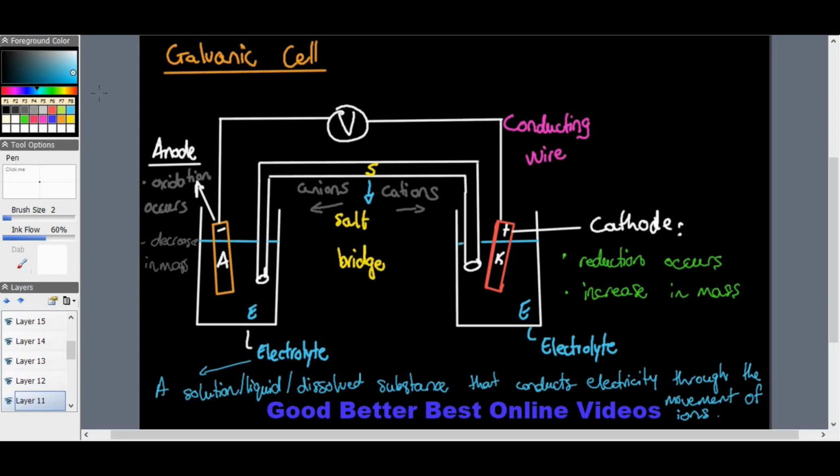Obviously, the positive ions, which are cations, flow through the salt bridge to the cathode, while anions, which are your negative ions, flow through to your anode. That's basic sense. Thus, because of this whole process occurring, we say that the chemical potential energy is thus converted into electrical energy.